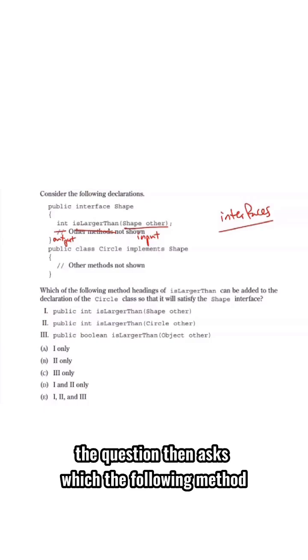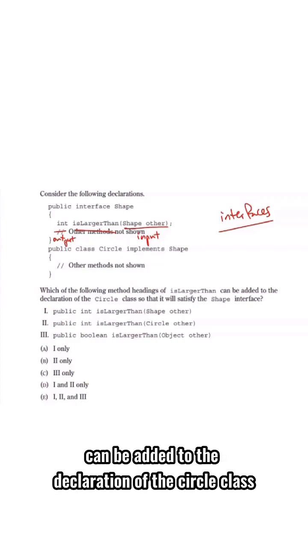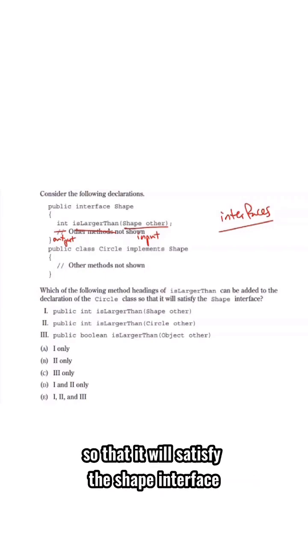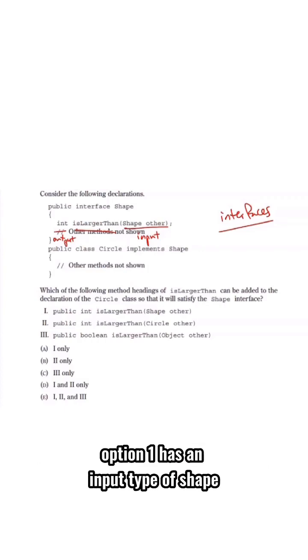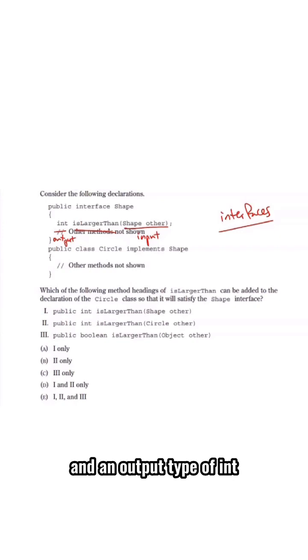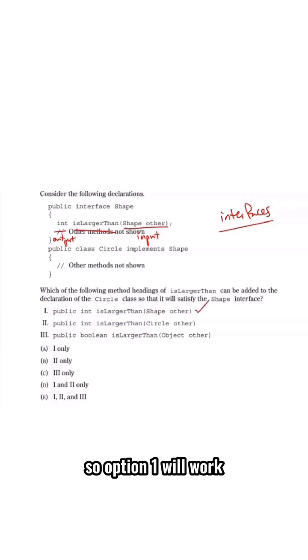The question then asks, which of the following method headings of isLargerThan can be added to the declaration of the Circle class so that it will satisfy the Shape interface? Taking a look at the options here, option 1 has an input type of Shape and an output type of int. This seems to match the declaration exactly, so option 1 will work.